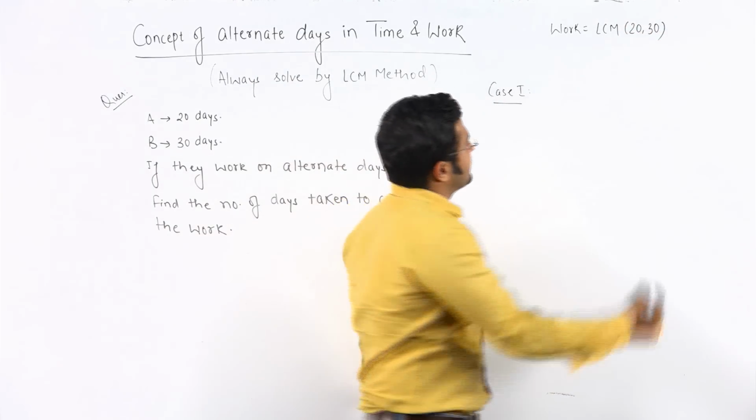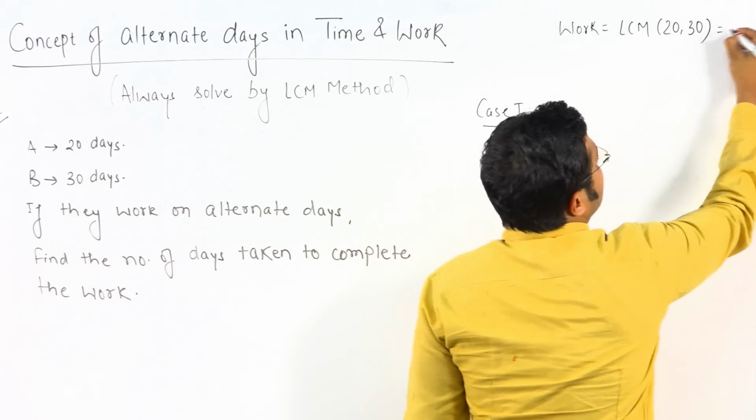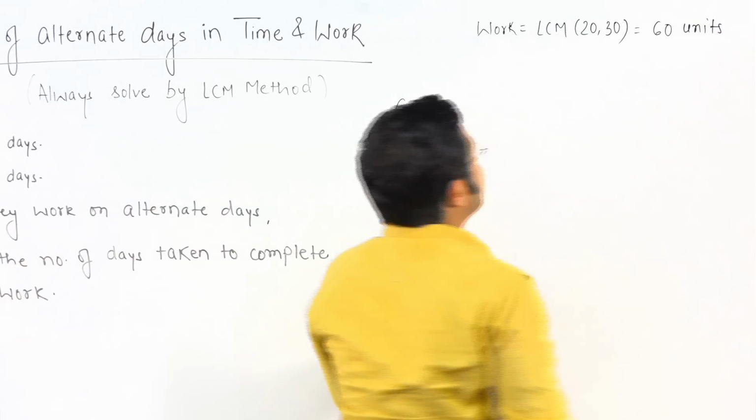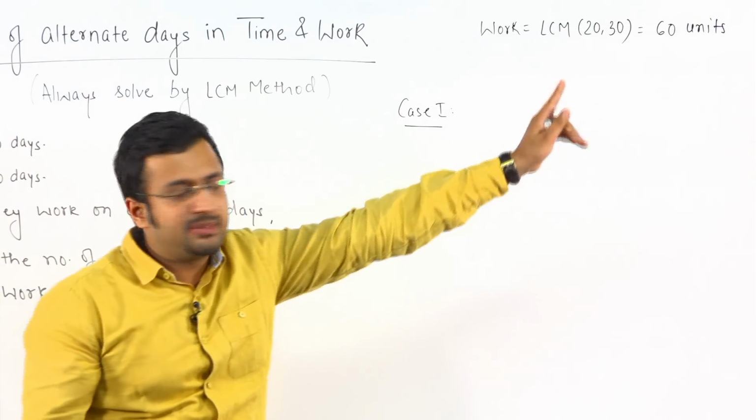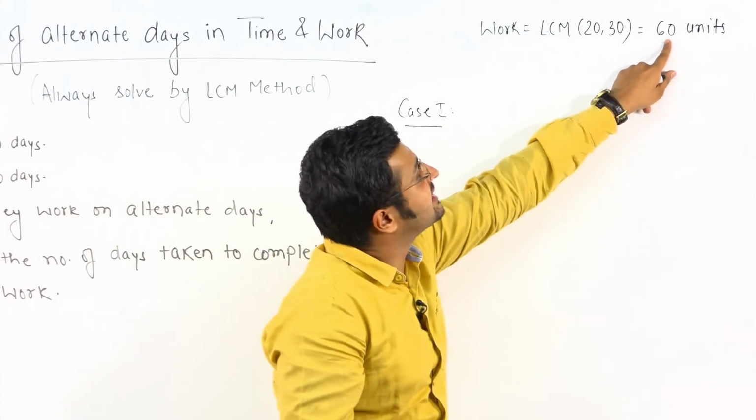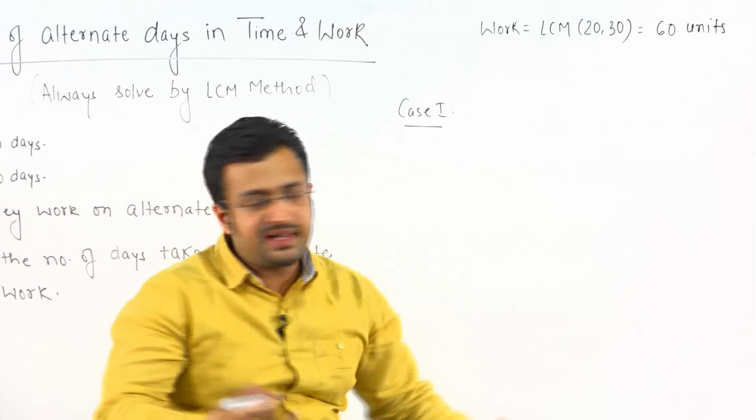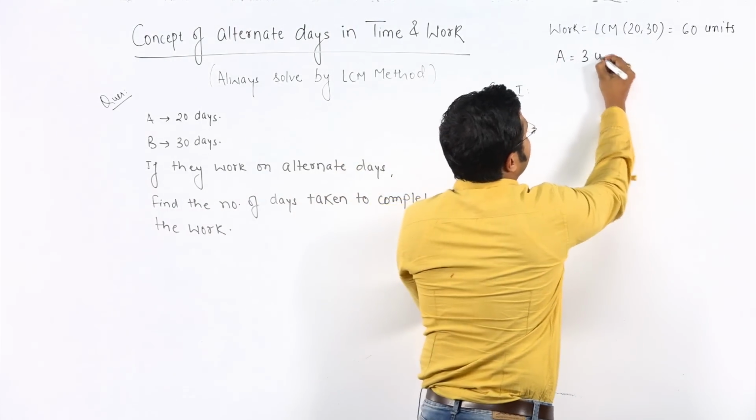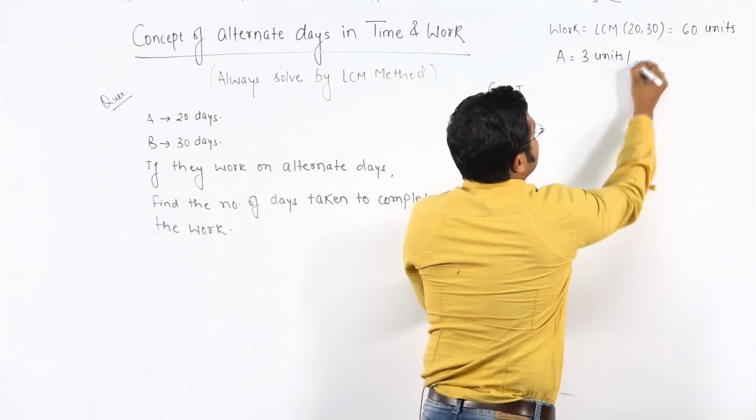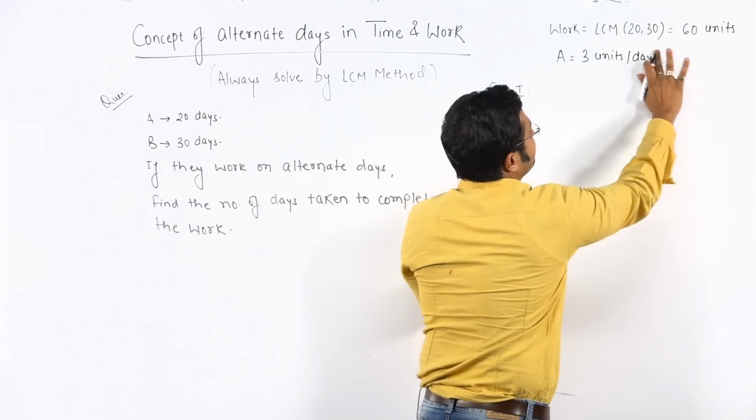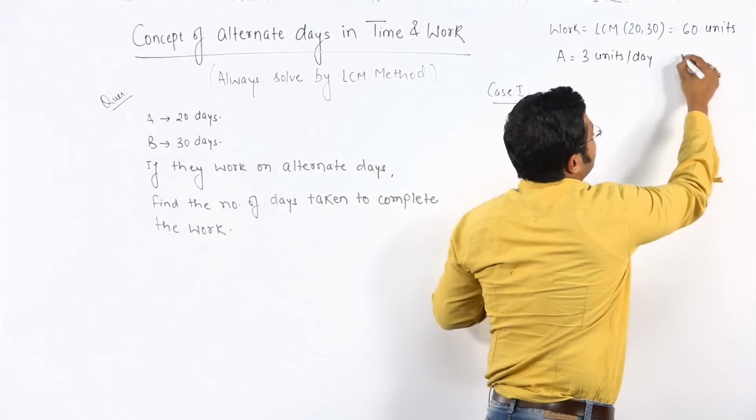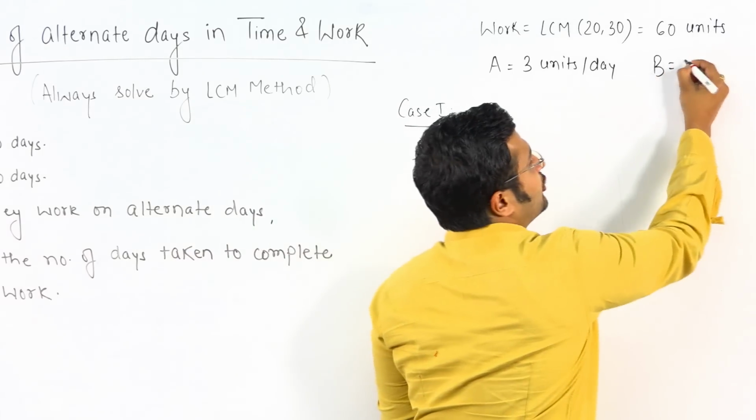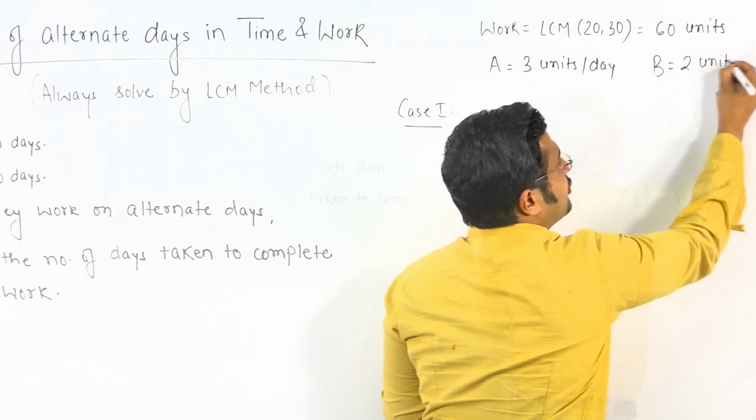We all know, 60. So if you assume the work to be equal to 60 units, and you know A completes the work in 20 days, that means A completes 60 units in 20 days. That means per day how many units? We can say the capacity of A is 3 units per day. What is the capacity of B? Capacity of B will be 60 upon 30. We can say 2 units per day.